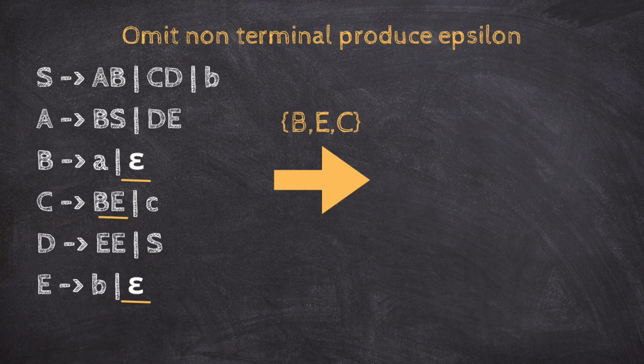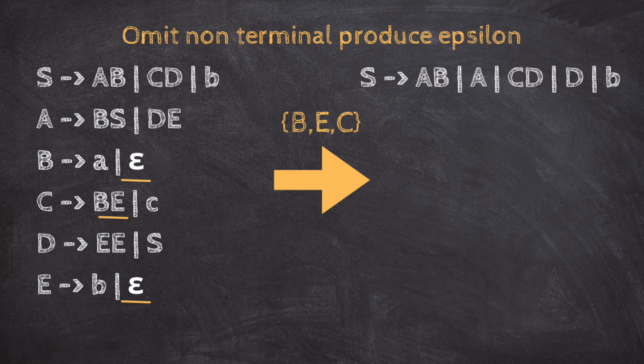Step 2. For every production with non-terminals that produce epsilon, add new productions by omitting those variables. For S produces AB as the original. Since B is producing epsilon, omit B and write A. Keep CD as the original. Since C is producing epsilon, omit C and write D.